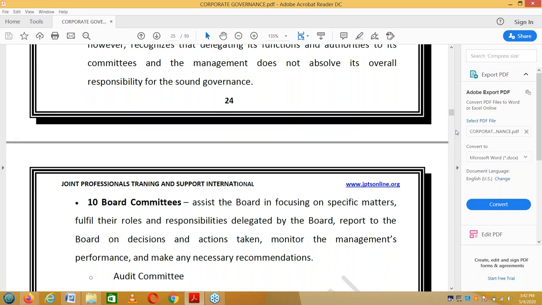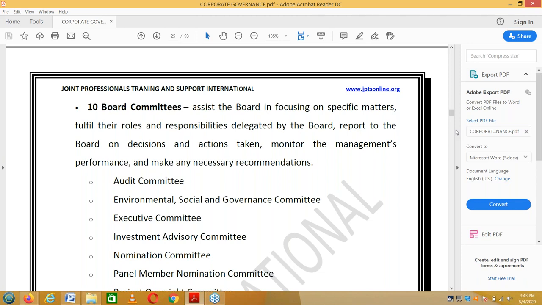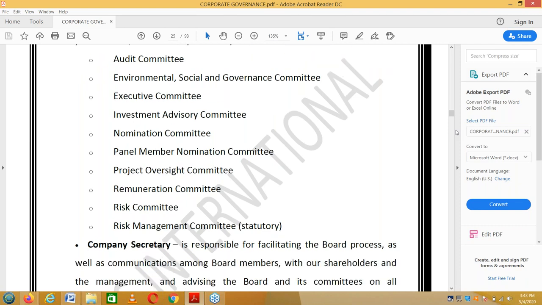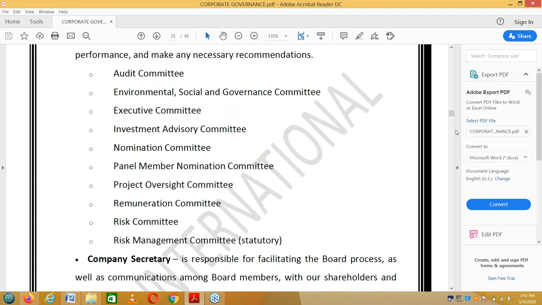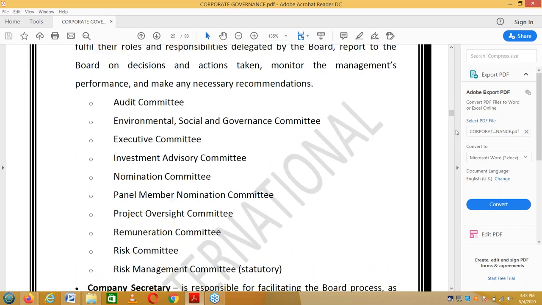There are other forms of subsidiaries. There are other forms of committee like audit committee, environmental, social and governance committee. We have executive committee, investments advisory committee, nomination committee, member nomination committee, project oversight committee, risk committee, and risk management committee. All these are part of the 10 board committees. There are 10 in number: the audit committee, the environmental, social and governance, the executive, the investments advisory, the nomination committee, the panel, and the rest.